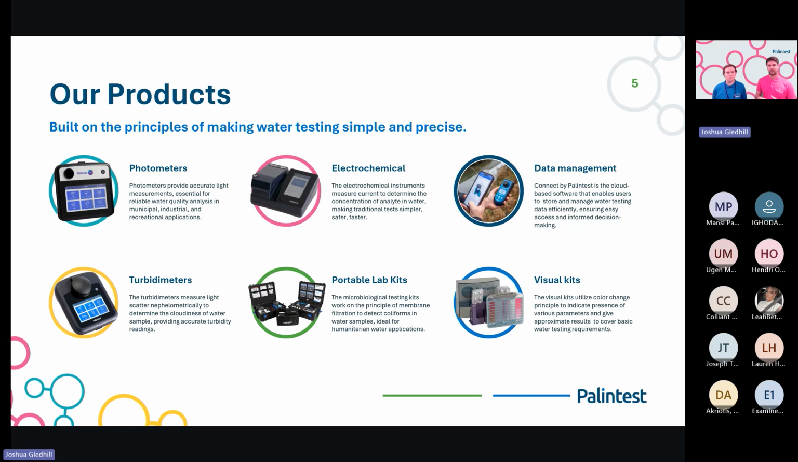We have our portable lab kits. This is marketed under our WagTech brand. This is microbiological testing, and it's used mainly in the humanitarian space to make sure that water is safe for human consumption in disaster zones. We have our visual kits. These are used to measure the chemical and physical parameters of water. They are our most basic offering. However, they are still fairly accurate and are widely used throughout a wide range of industries.